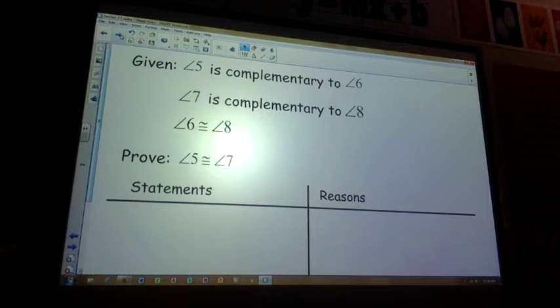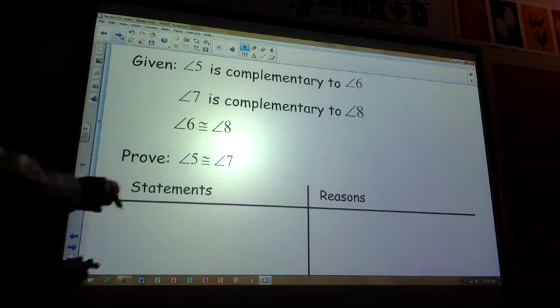Alright. Angle 5 is complementary to angle 6. So what does that mean? They are 90 degrees if I add them together. Angle 7 is complementary to angle 8. So if I add them together, I also get 90 degrees. And angle 6 is congruent to angle 8. We want to prove that angle 5 is congruent to angle 7. So let's start proving.